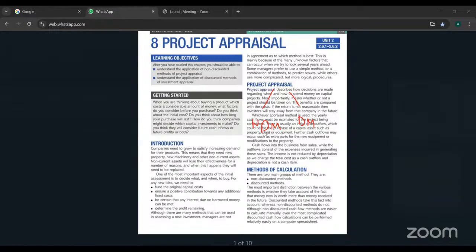Okay, so non-discounted methods are payback period and ARR, which is average rate of return. And discounted methods are NPV, net present value, and IRR, internal rate of return.